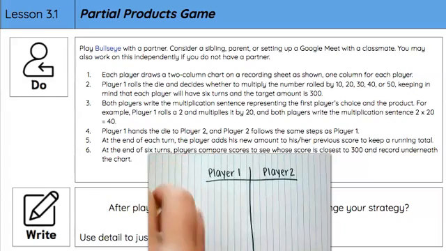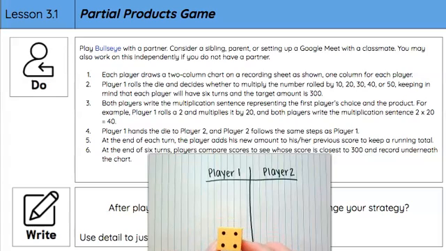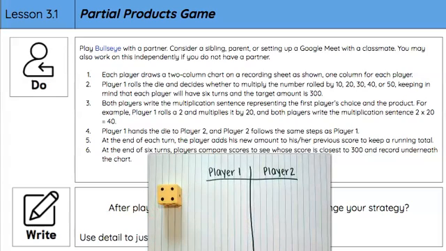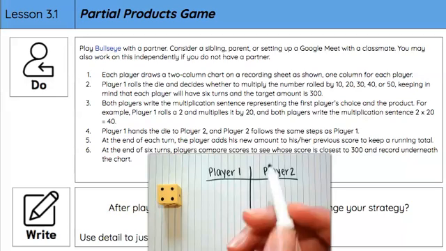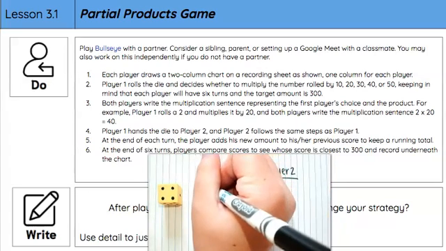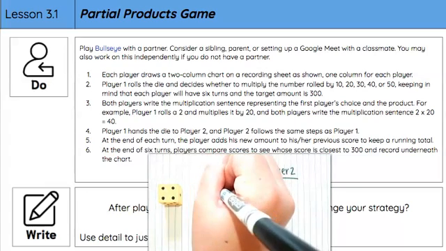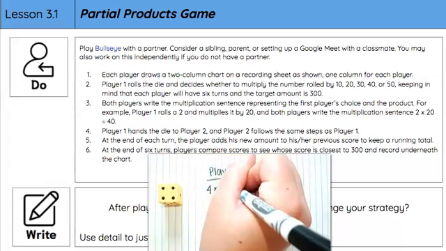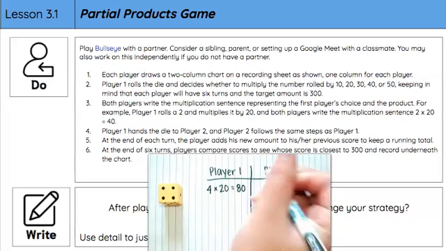Player 1 is going to roll the die. So I got a 4. I'm going to decide if I want to multiply that number by a 10, a 20, a 30, a 40, or a 50. Those are my only options. Remember, after 6 turns, my target is 300, so I have to keep that in mind. Since this is my first roll, I'm just going to multiply it by 20, I decided. So I'm going to write 4 times 20 equals 80.